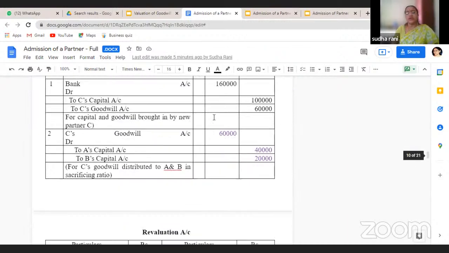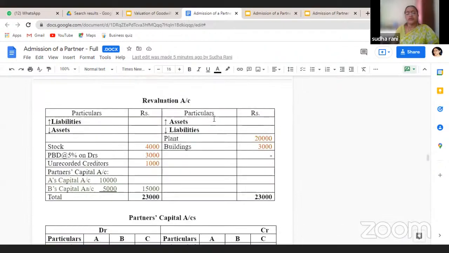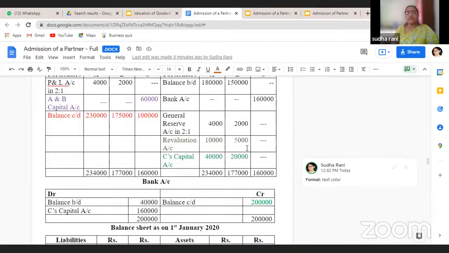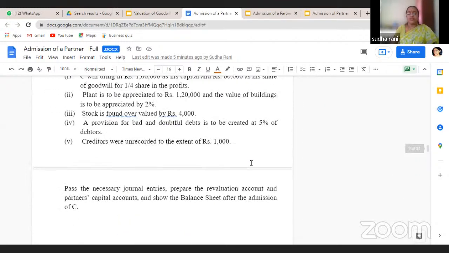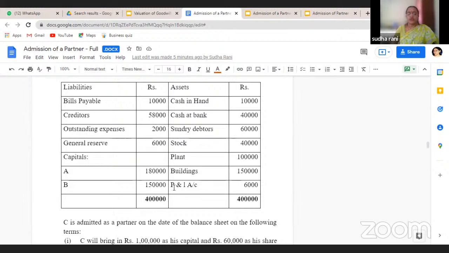Buildings 1 lakh 50,000. Again, buildings we have taken in the revaluation account. So what are the buildings showing in the revaluation? 3,000. So that means credit side. So what should you do? You add and take, 1 lakh 50 plus 3, 1 lakh 53,000. And then what is the last item? Profit and loss account. Do we take profit and loss account in the new balance sheet? No, because this balance we already adjusted to the partners, so it will not come.